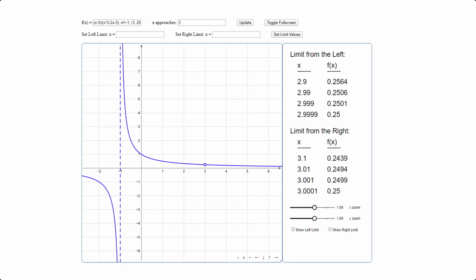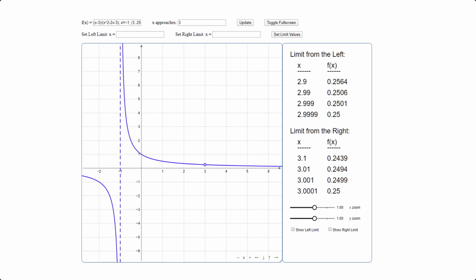Right, here's our graph. So it turns out there's a hole in the graph and there is an asymptote. So there's two points of discontinuity here. But the only point that we're interested in is the point of discontinuity where x is 3 because that's our limit value. Now, we can, in fact, look at the graph.